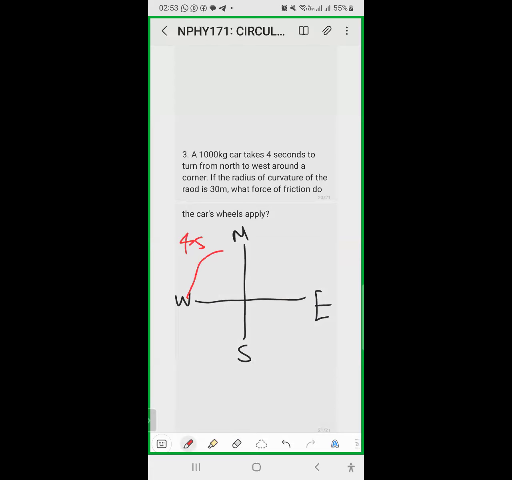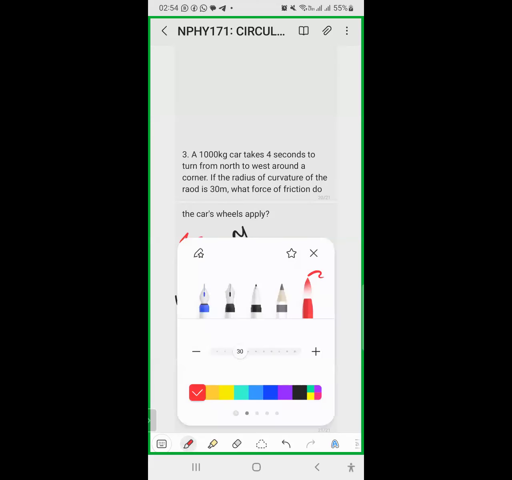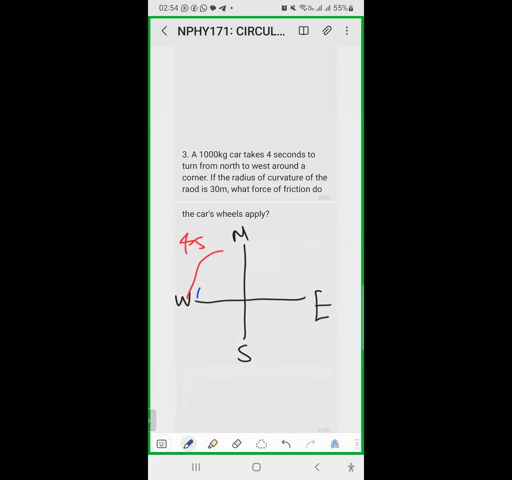So this basically tells us that the angular displacement is 90 degrees, right? So we basically have an arc length. This is our arc length S, and this angle here will be our angular displacement. So our angular displacement is 90 degrees, which is pi over 2 radians.